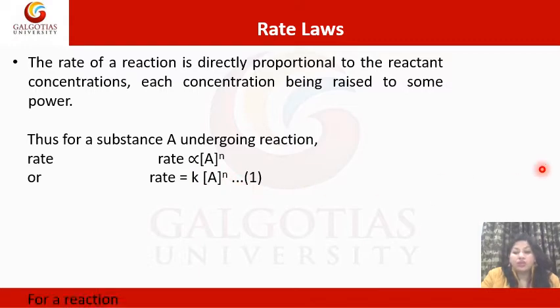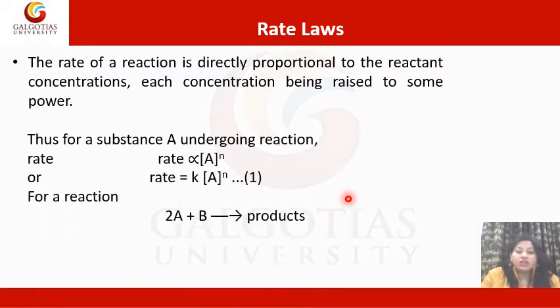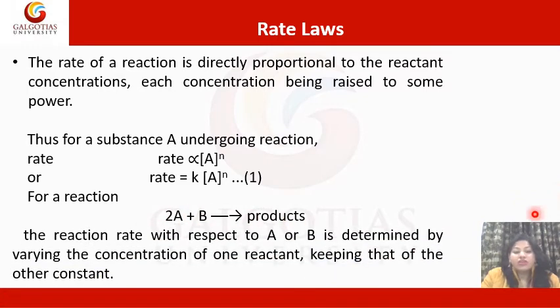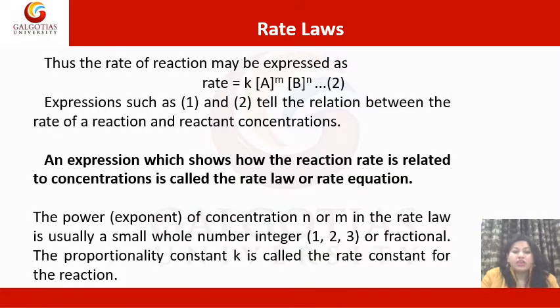This is the first equation. For a reaction 2A plus B gives product, the reaction rate with respect to A or B is determined by varying the concentration of one of the reactants, keeping that of the other constant. Thus, the rate of the reaction may be expressed as rate is equal to k [A]^m [B]^n. This is the second equation.